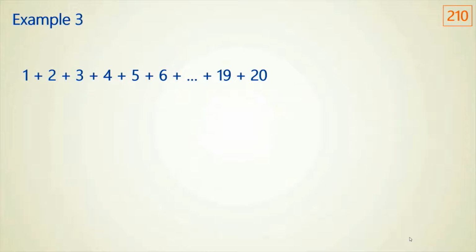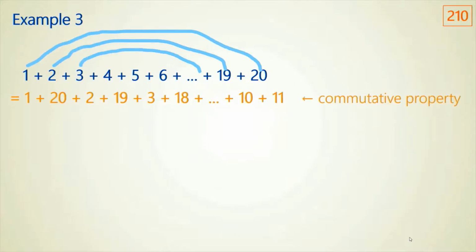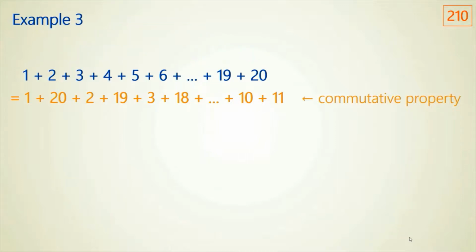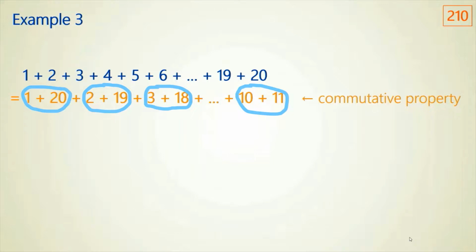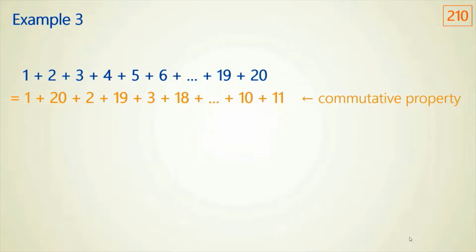Let's again use the properties to help us simplify the calculation. Try to rearrange the numbers into pairs so that each pair has the same sum. So how to do this? Pair the smallest number with the largest one, and so on. We first use commutative properties to move the numbers in a pattern. The largest number is next to the smallest. Second largest number is next to second smallest number, and so on and so forth.